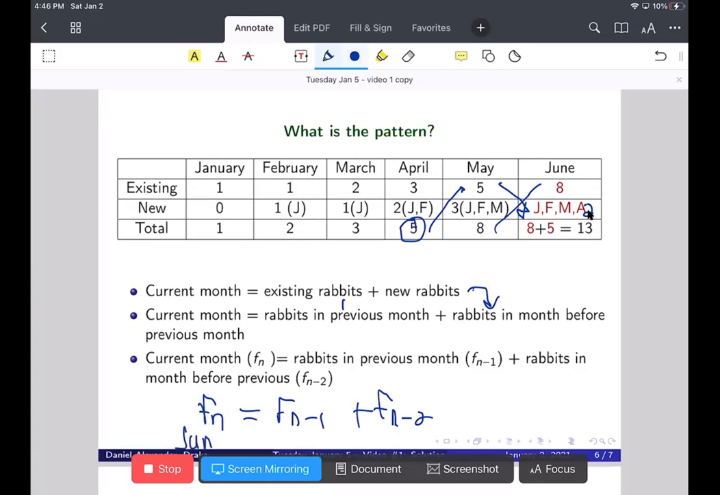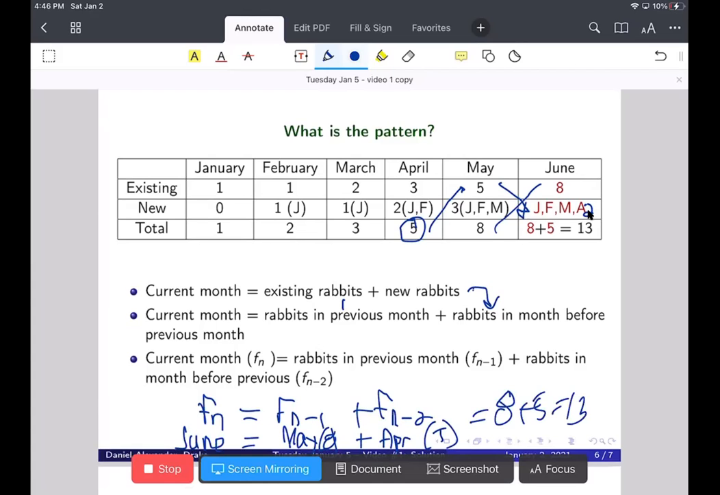So for example, the total in June is going to be the total in May, which we saw was 8, plus the total in April, which is down here, it was just 5. Sorry, this is hard to read. 8 plus 5 equals 13.